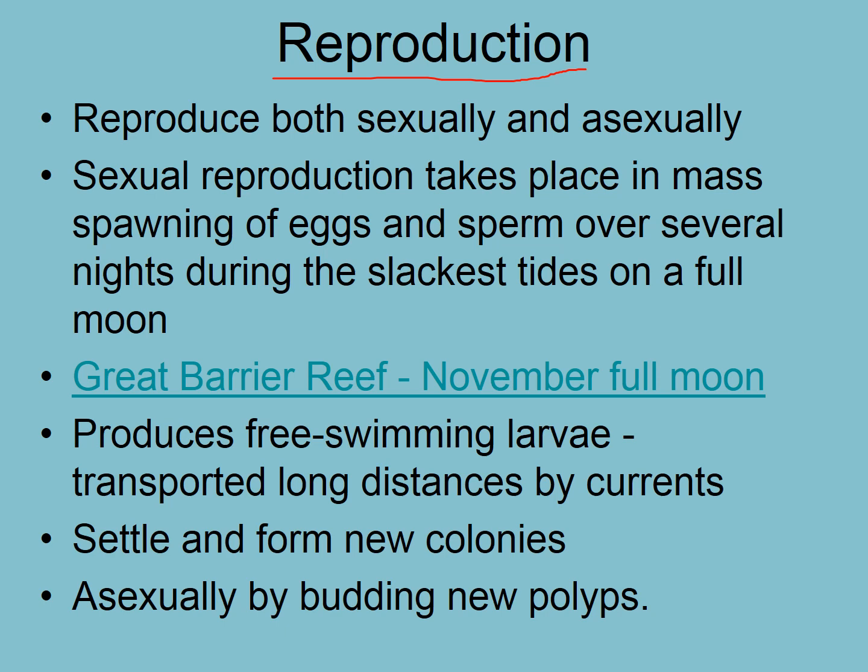And then the free swimming larvae are transported long distances by currents and settle on new coral atolls, and maybe even the same one but further away from their parent colonies, which means that they're not competing with their parent colonies. And then also asexually, they could bud new polyps and grow the colony that way.